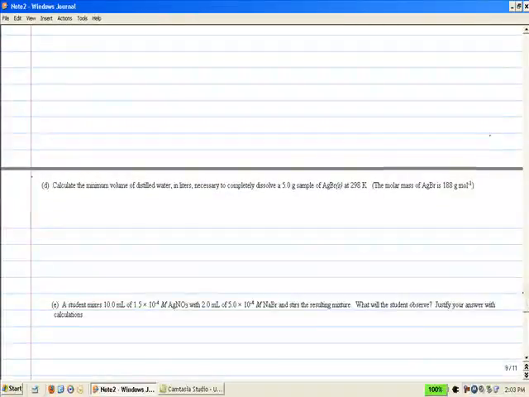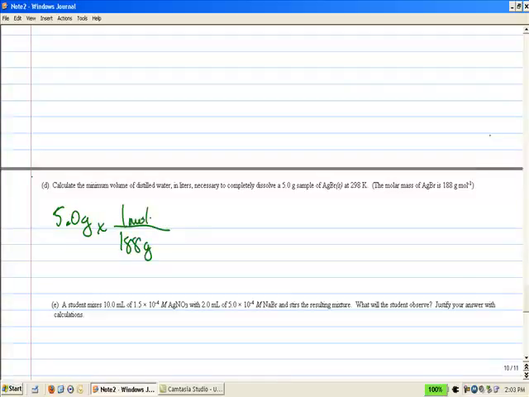Okay, D, calculate the volume of distilled water in liters necessary to completely dissolve a 5 gram sample of AgBr, and then they give us the molar mass. So if you don't know what else to do other than this, if they give you grams and then they give you the molar mass, then at least take your grams and convert them to moles. So 5 divided by 188 equals 0.0266. Let's see, they only have 2 significant figures here, so I'm just going to use 2.